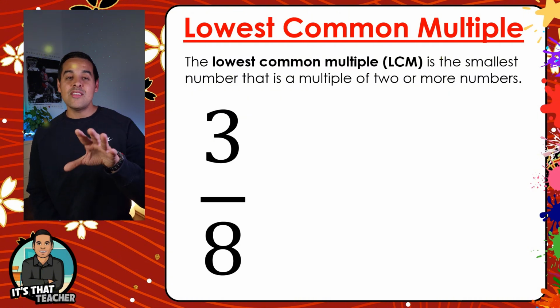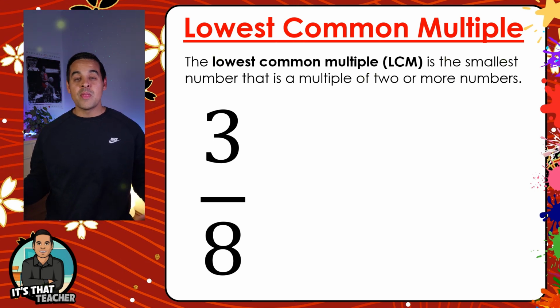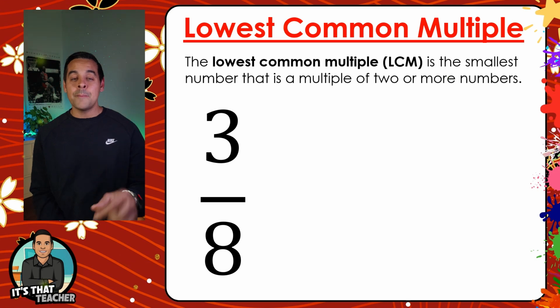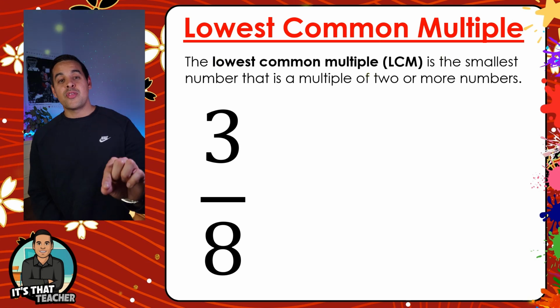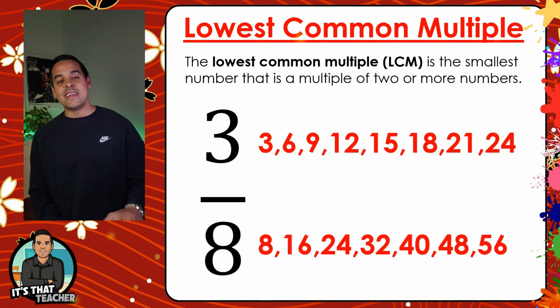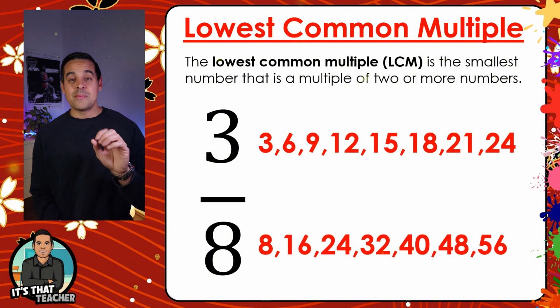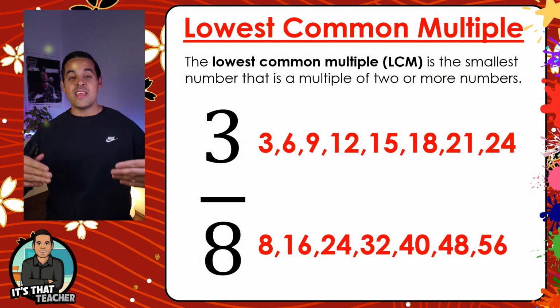So, the first thing we need to learn in order to understand this concept is something called the lowest common multiple. The lowest common multiple is the smallest number that is a multiple of two or more numbers. Let's use the numbers 3 and 8 to demonstrate. On the screen, I have listed the first few multiples of 3 and 8, in other words, the first few times tables of 3 and 8. The lowest common multiple is the lowest number that is shared by both of these times tables.